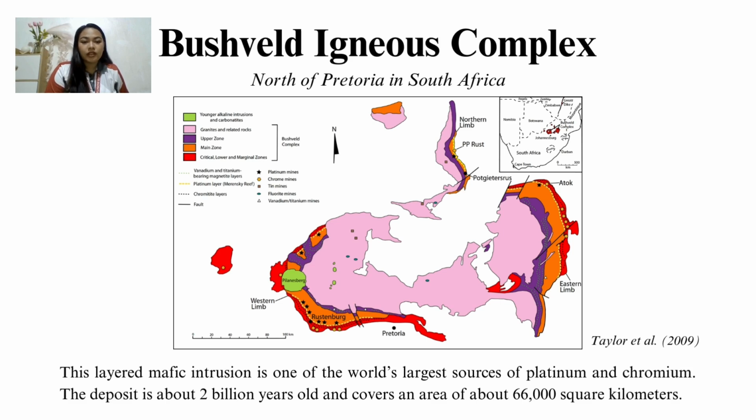The Bushveld Igneous Complex plays a crucial role in the global supply of platinum, which is extensively used in catalytic converters for automobiles, jewelry, and electronic components, while chromium from the complex is a vital component in stainless steel production.